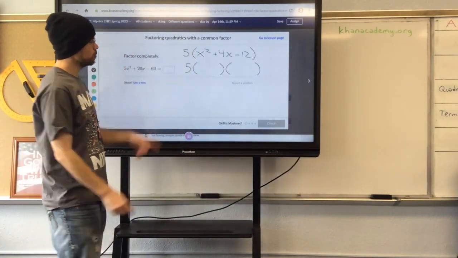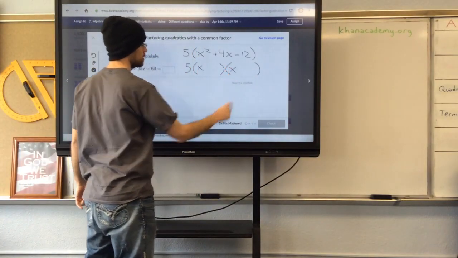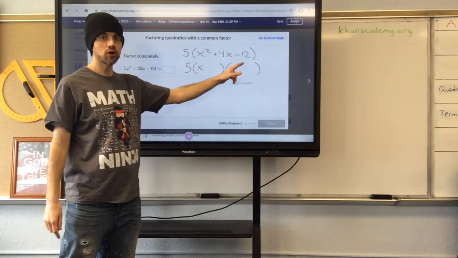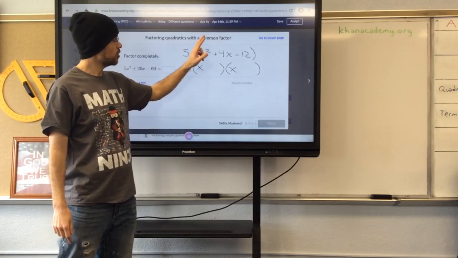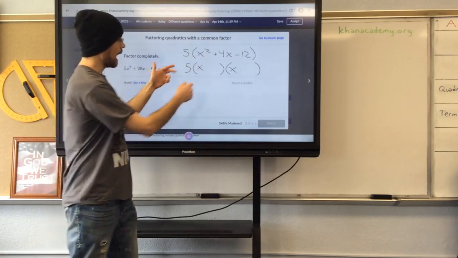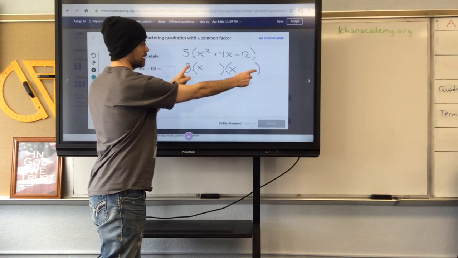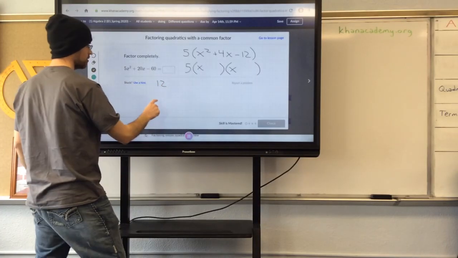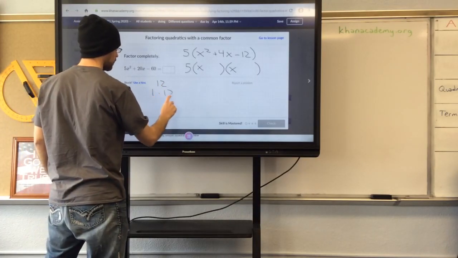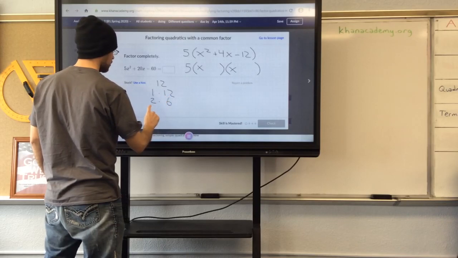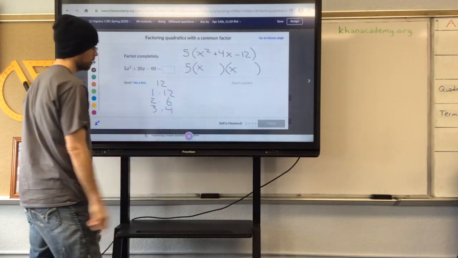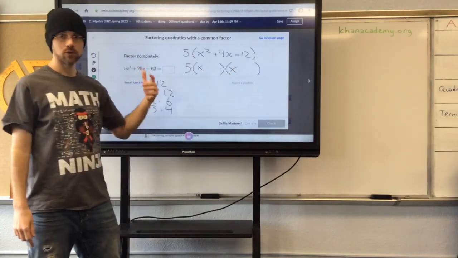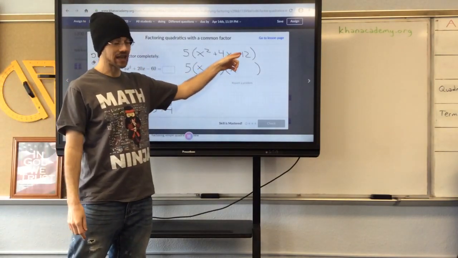Our first term will be x times x, and then we need a constant that gives us 12 for a product and 4 when we add the product of the outside terms and the product of the inside terms. So 12 can be factored into 1 times 12, 2 times 6, or 3 times 4. Okay? So one of those sets of numbers is going to be here. Then we need to look at our sign.